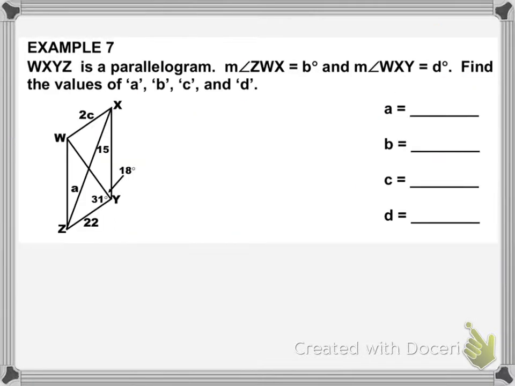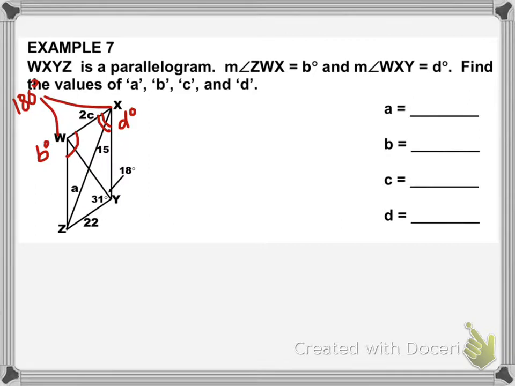All right, we got one more example. All right, we've got a picture here. Let's see what we know. We've got a lot of things already labeled. It says measure of angle ZWX equals B degrees. ZWX, that's these two together, that's B degrees. And the measure of angle WXY, that's these two together, equal D degrees. Okay. If you look at those real quick, since those are consecutive, I know those are going to add up to 180. So maybe I want to make myself a note so that later on I will remember that. Okay. Find the values of A, B, C, and D.